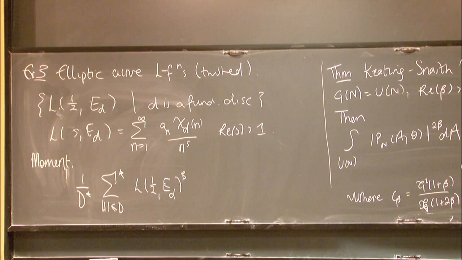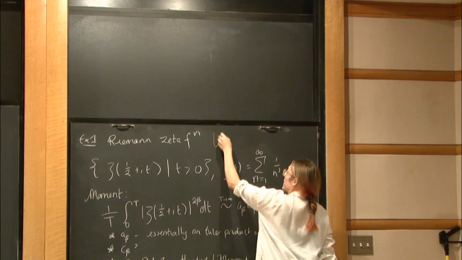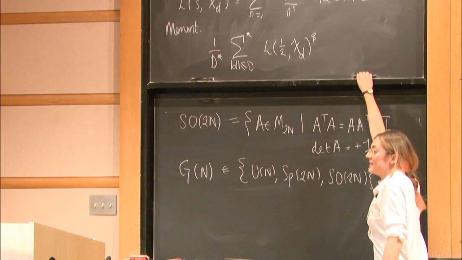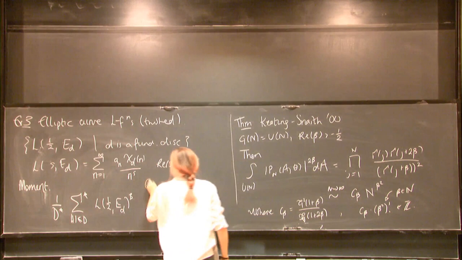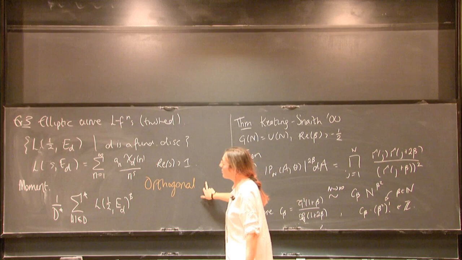So why these particular three families? Well, they're said to have symmetry groups which match that of random matrix ensembles. The Riemann zeta function is said to be a unitary family, the family of quadratic Dirichlet L functions is symplectic, and that of elliptic curves is orthogonal. In the sense that they can be modeled in a statistical sense by matrices and characteristic polynomials coming from the matrix groups that bear the same name.